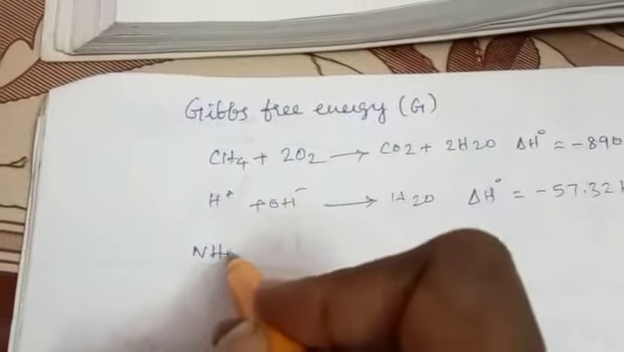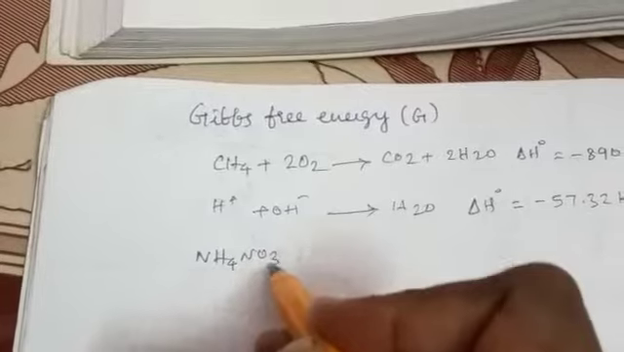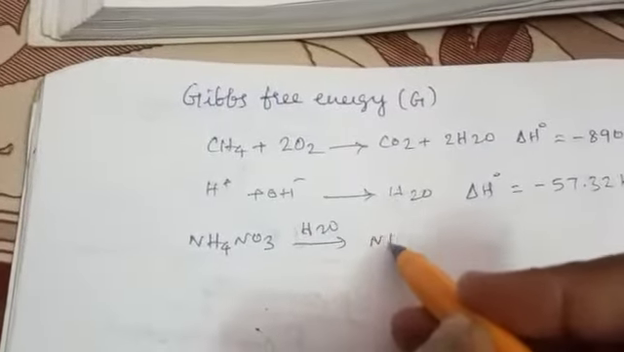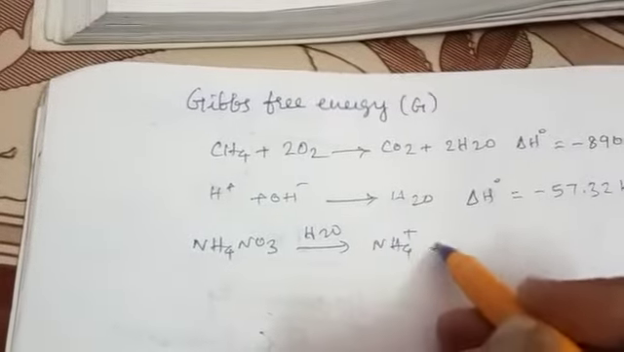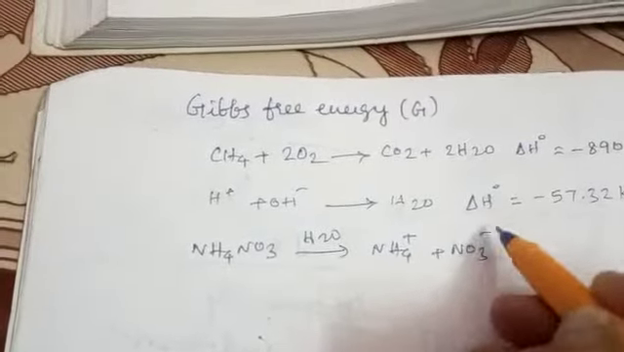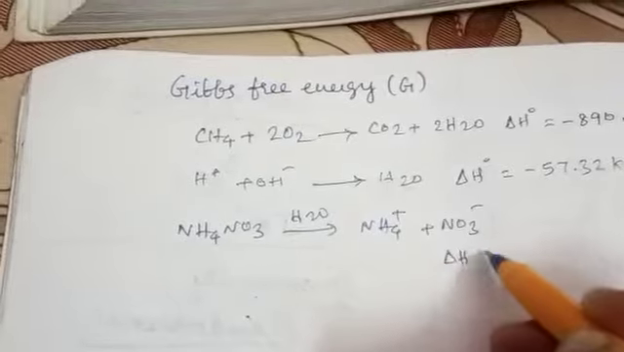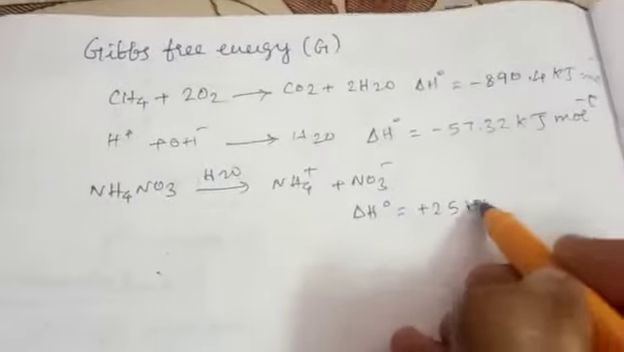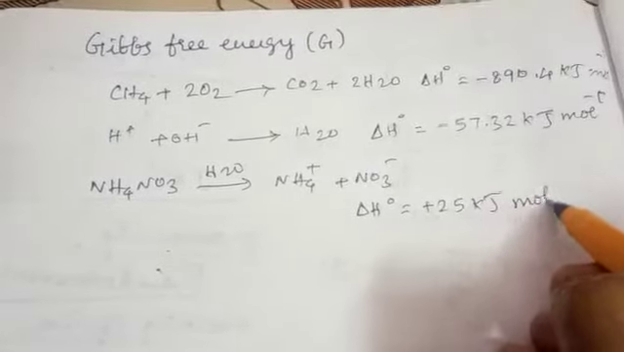Another reaction, ammonium nitrate, NH4NO3, hydrolysis gives ammonium plus NO3 minus. In this reaction, the delta H value is plus 25 kilojoules per mole.